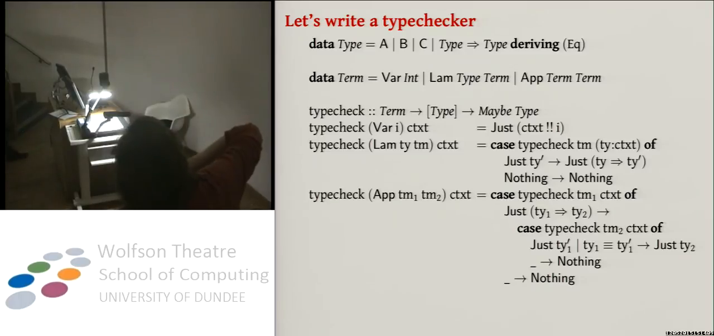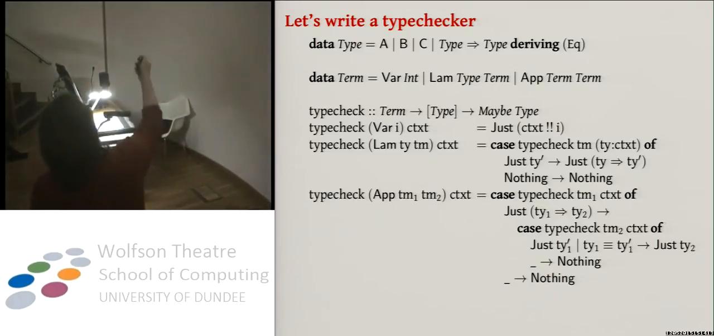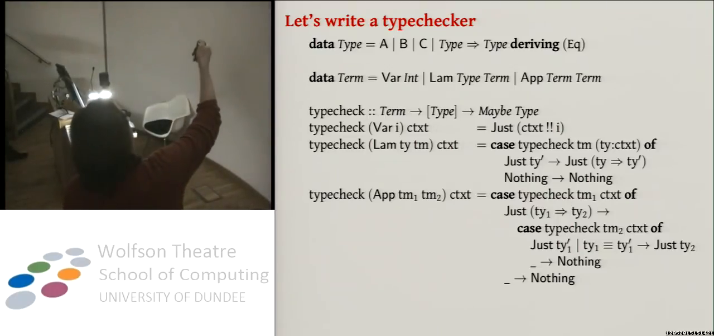And for application, it looks complicated, but that's just because we've got two subterms. So we're type checking the application of the function represented by term 1 to the argument represented by term 2. So we type check term 1 in the context. If it's a function type, then we type check term 2. If its type matches the domain type of the function, then we return type 2. Every other case, we just fail and return nothing.